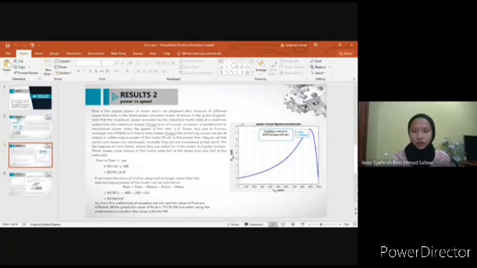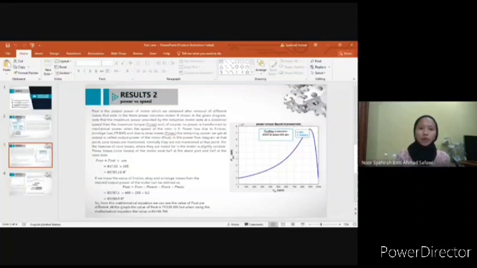So next for result 2, which is the power versus speed characteristic. From the graph we got the Pout max, which is 7538.8 kilowatt, and from calculation we got 851.86.9 watt. So what is Pout?